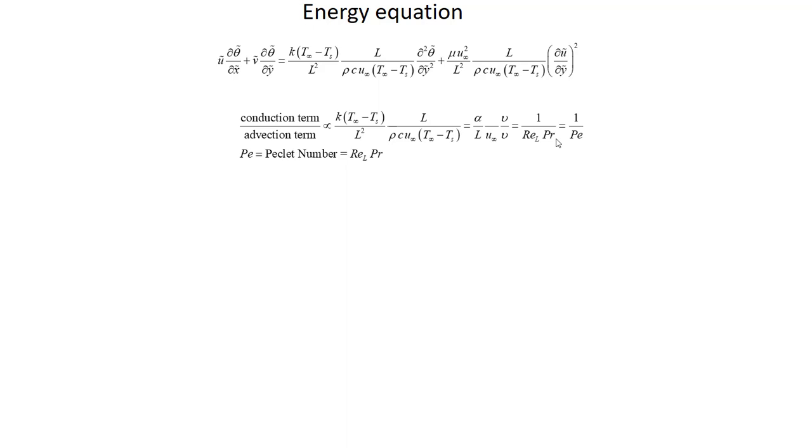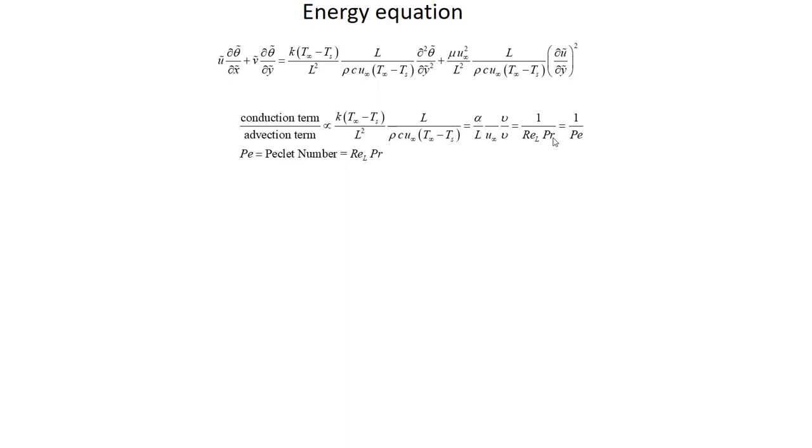So let's think about a situation where conduction might be really important, right? One situation where conduction might be really important as compared to fluid motion is the case where you have a fluid like a liquid metal that has a really small Prandtl number. In that case, this term here, 1 over the Peclet number, is going to be really, really big because the Prandtl number is going to be really, really small.